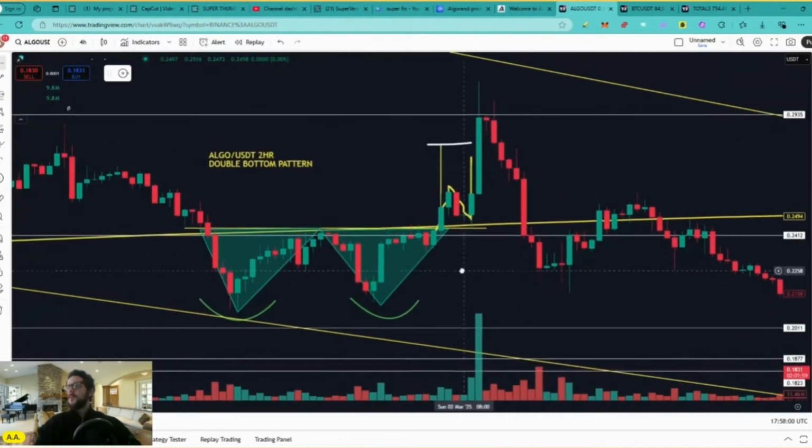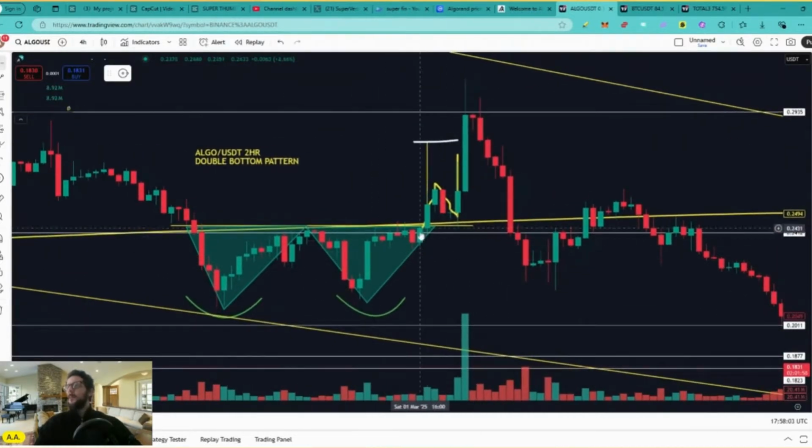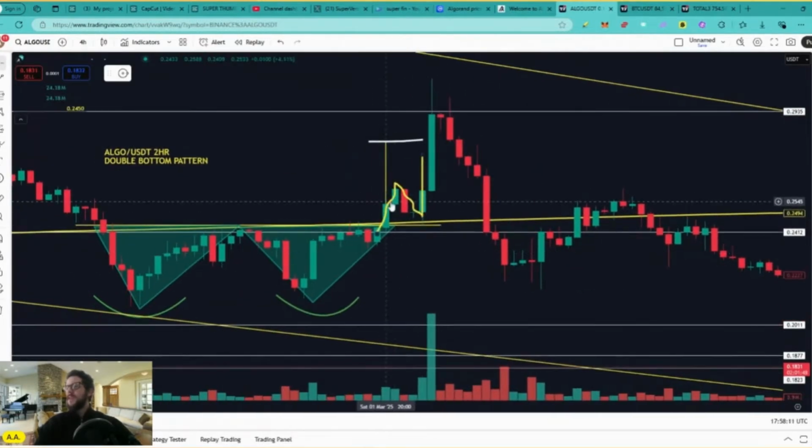So I gave you this setup back in February, and I stated to buy the breakout above the neckline that was located around 24 cents. And I drew this yellow line that you see here on the chart before the breakout occurred. And as you see, it played out perfectly. We had a breakout, a retest, and a continuation move to the upside. The target of this double bottom pattern was at 28 cents, but as you see, Algorand pumped above this target.